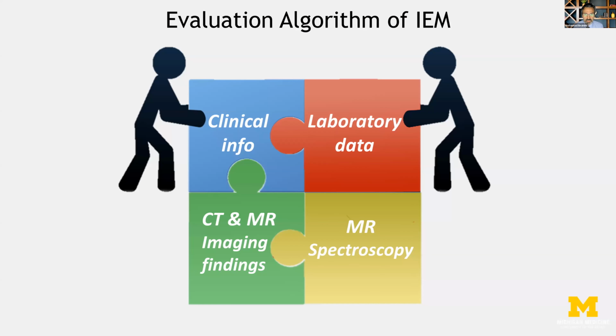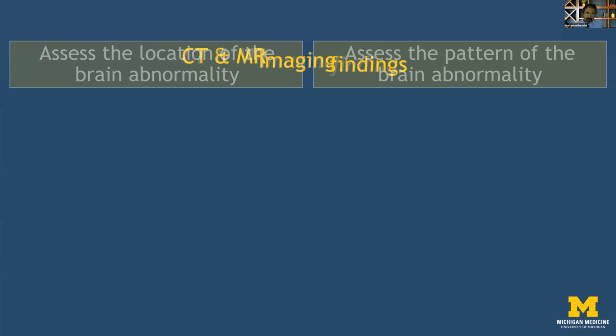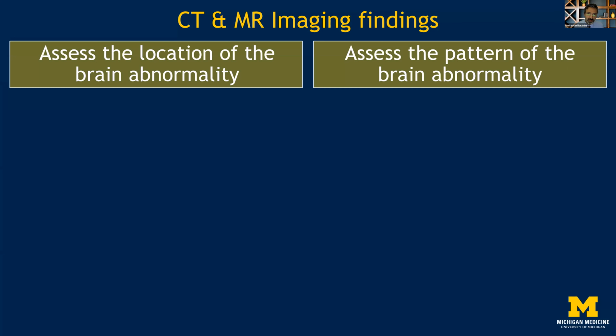Obviously, none of this works on its own, and we want to think of a more strategic approach. And to be honest, you really have to have a combined approach where you have the clinical information, the laboratory data, and then you supplement all of this with your imaging findings. What do you see on CT scan? What do you have on MRI? And whenever possible, you want to perform MR spectroscopy to help narrow the differential diagnosis. So starting with our CT and MR imaging findings, you want to assess two things. Where is the location of the brain abnormality, and what is the pattern of the brain abnormality?